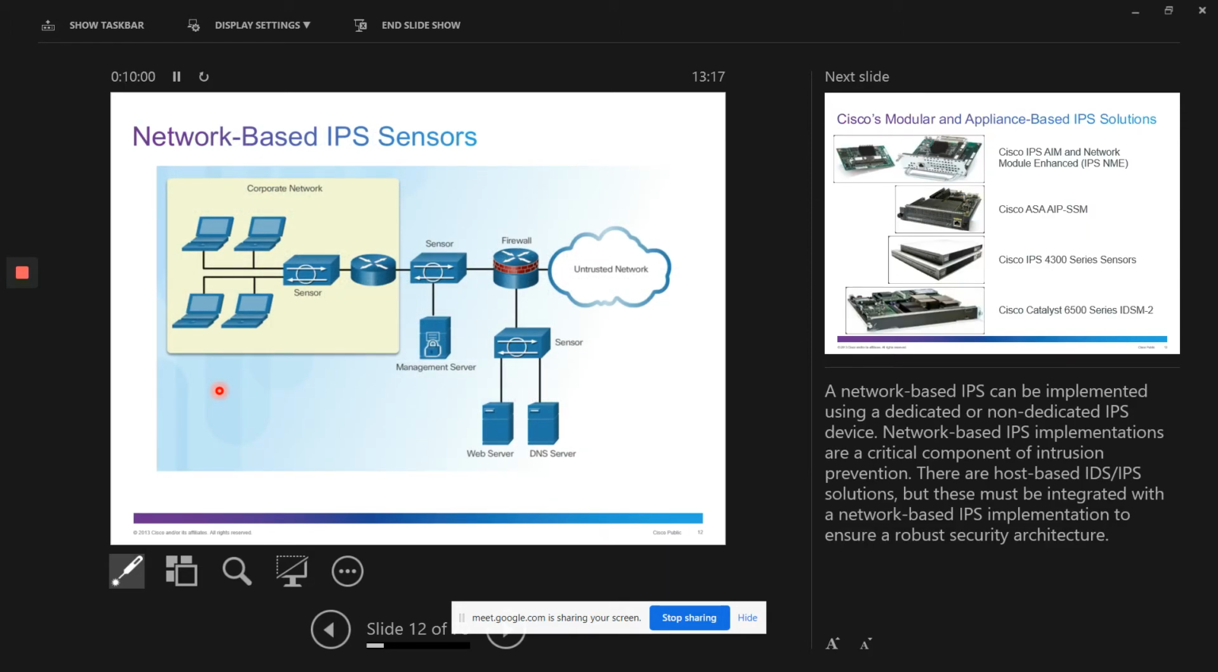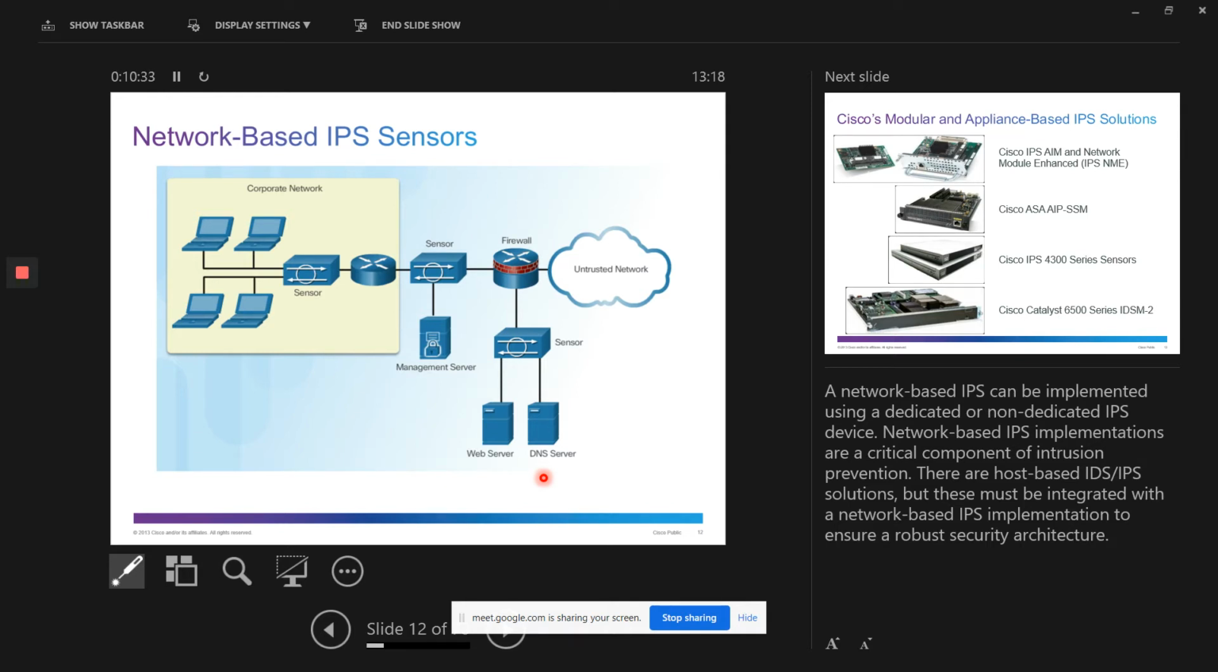Now we're going to look at the network-based IPS sensor in more detail. In the picture, you can see they are deployed over the network. One sensor is here on the corporate network. Then between the router and the firewall, we have another one that protects the management server. Then there is the sensor that protects the web server and the DNS server. The network-based IPS can be implemented using dedicated or non-dedicated IPS devices.